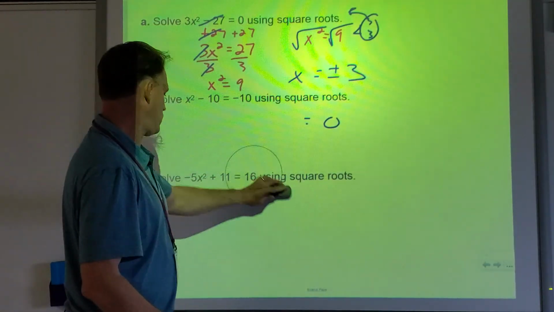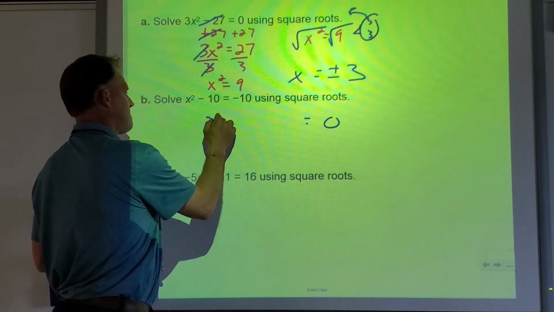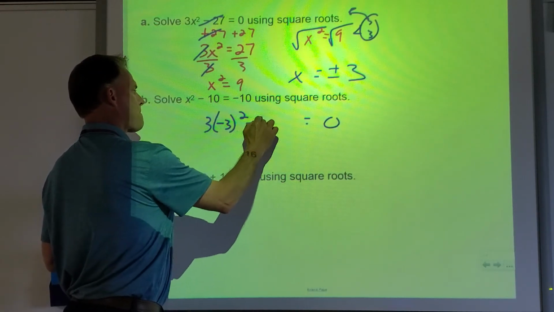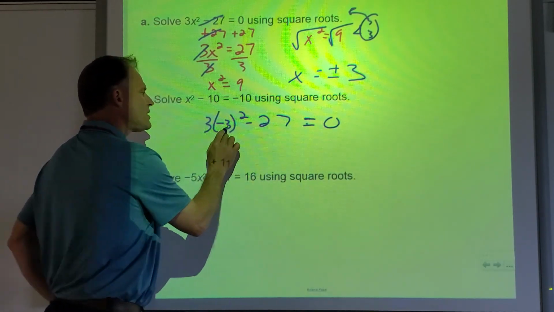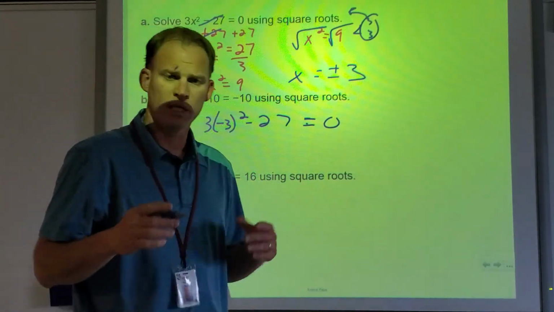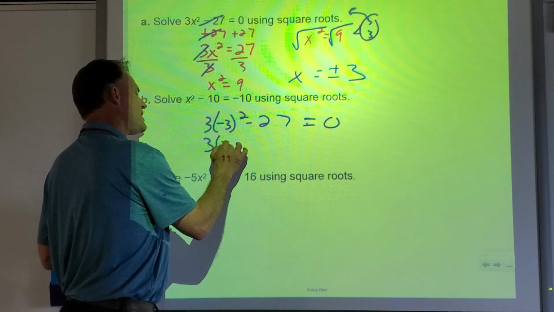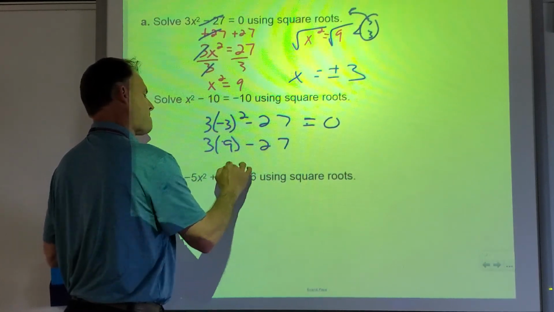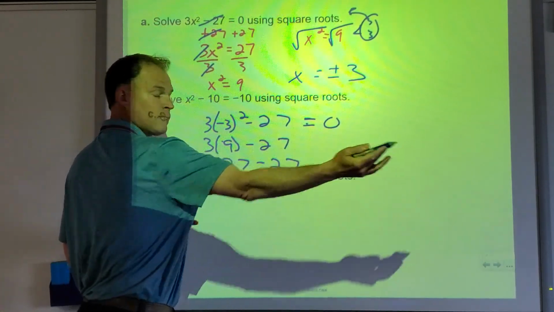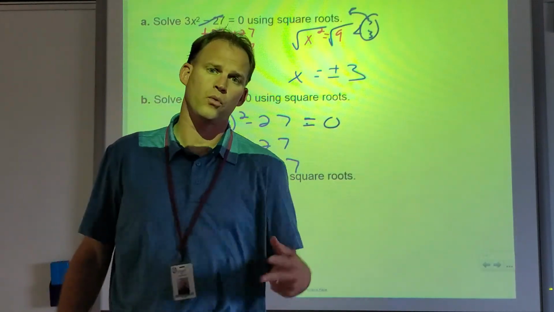So, what's negative 3 squared? Negative 3 times negative 3 is positive 9. So if I check this, that works out also. They both work.